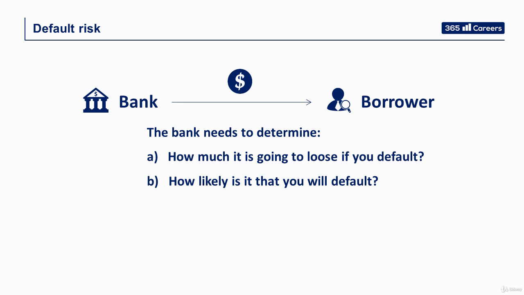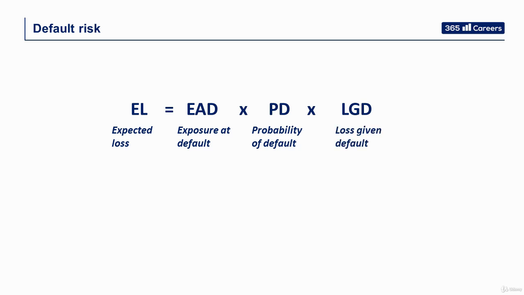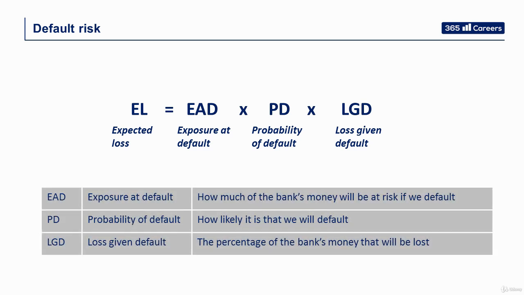Let's go a step further and introduce the following equation. EL equals EAD multiplied by PD multiplied by LGD. What we have here is expected loss equals exposure at default multiplied by the probability of default, which in turn is multiplied by loss given default. The first term, EAD, exposure at default, shows what the amount is that the bank will risk if we default. These are usually the funds that it lent to us and we still owe. The probability of default stands for the likelihood that the borrower will default. And then the loss given default expresses what percentage of the bank's exposure will actually be lost. It is very rare that a bank loses its entire exposure.